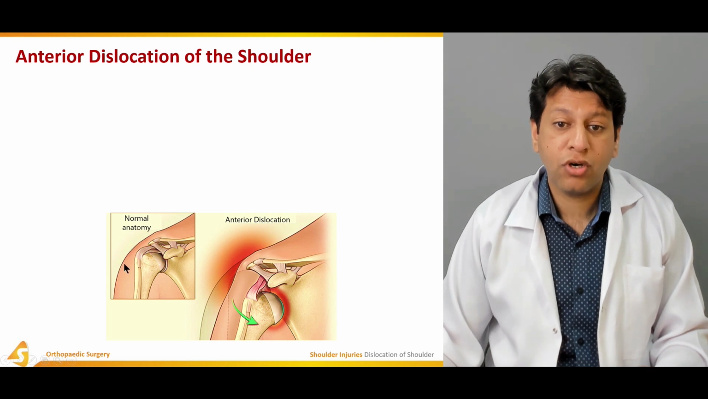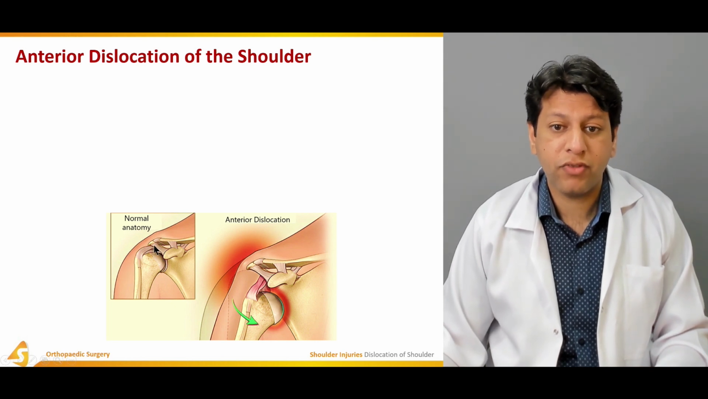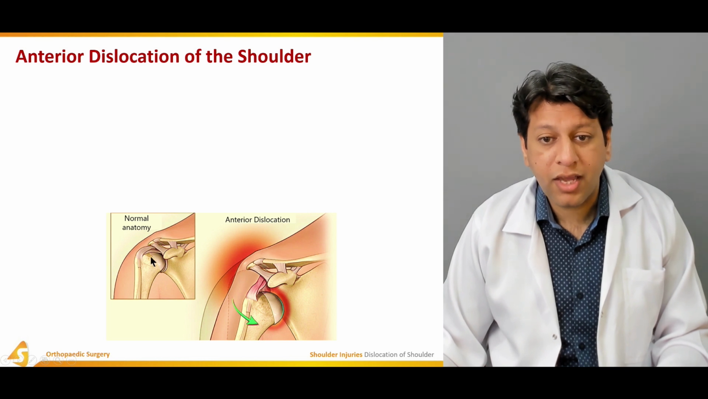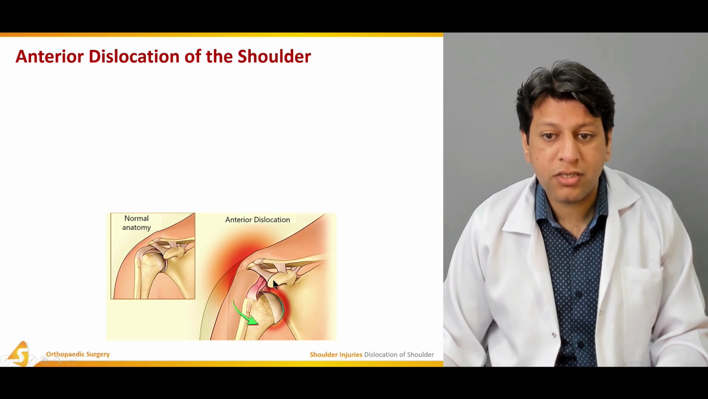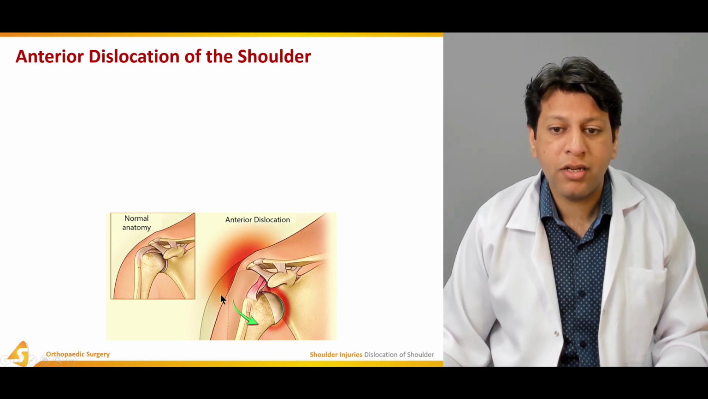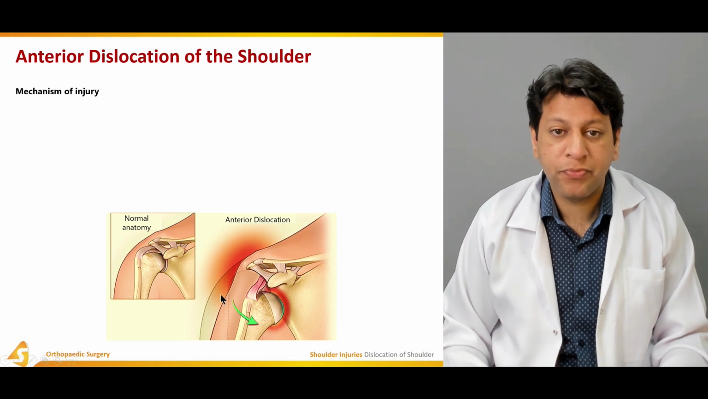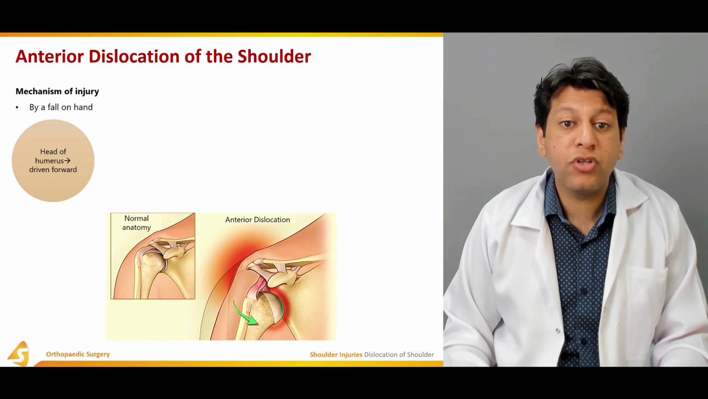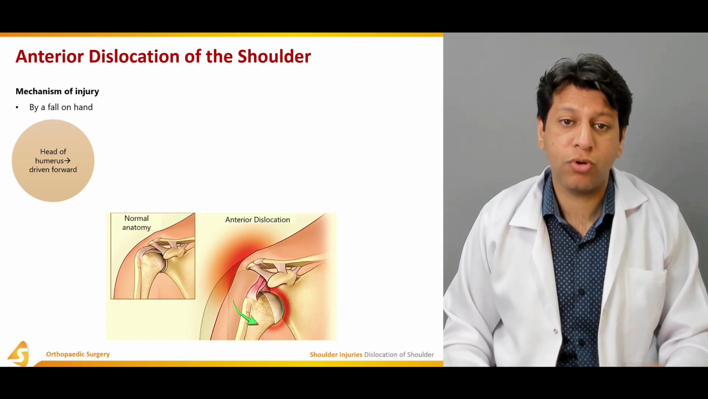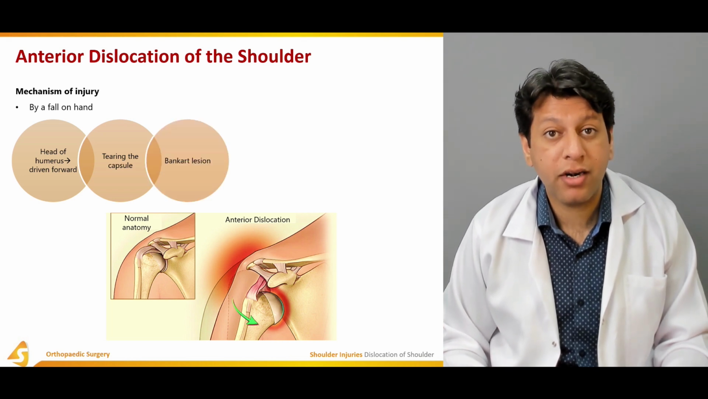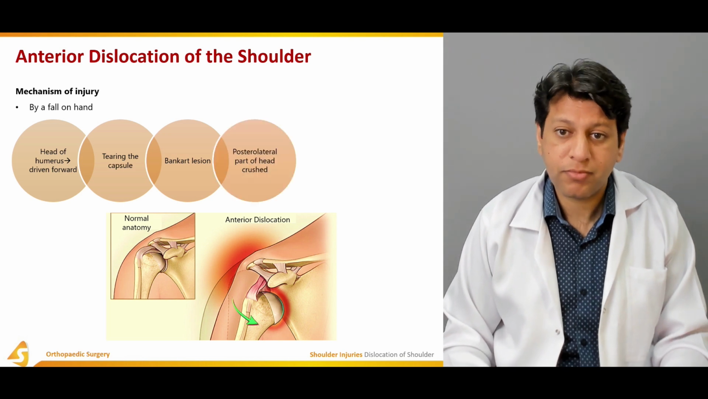If you see, this is the normal anatomy. This is the tendon of the rotator cuff, and the tendon of the biceps is coming through the rotator cuff, and it can be displaced anteriorly in such a way that the head lies subcoracoid, and the glenoid cavity is actually empty. The mechanism of injury is a fall on the hand, and usually the head of the humerus is driven forward and subcoracoidally. This results in tearing of the capsule anteriorly, leading to a Bankart lesion.